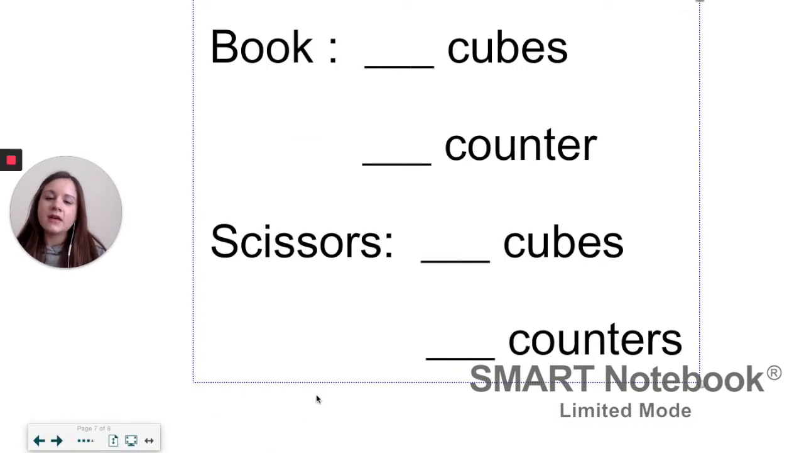And now you're going to do the same with another book, and you're going to say cubes and counters and scissors. Or if you don't have scissors, you could use a felt tip pen or a pencil. So try to measure different things in your house with cubes and counters. And if you don't have cubes and counters, remember you can use money or other objects, maybe even some little toys that you might have.